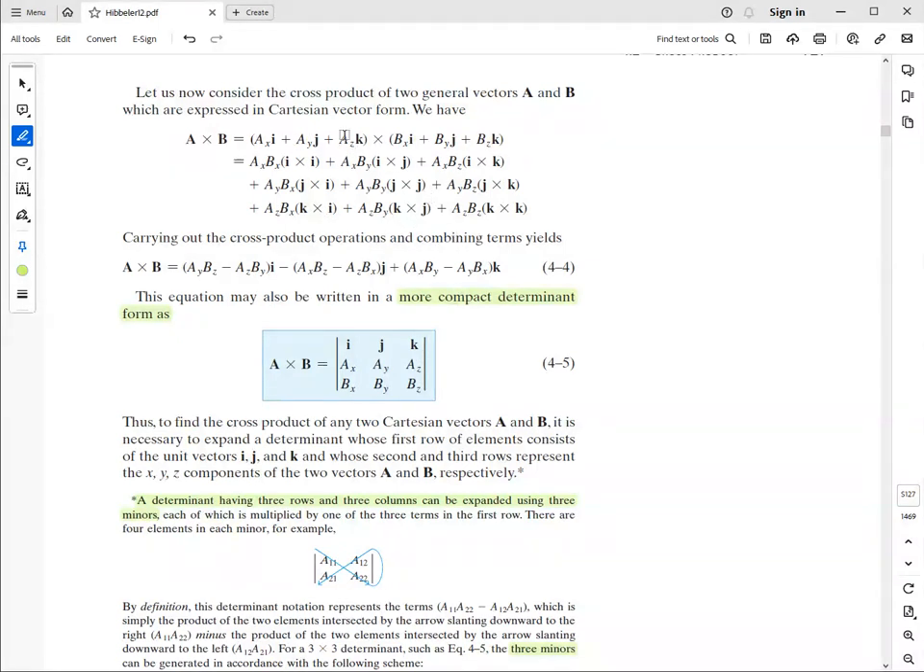Anyway, these can be cast in a determinant form. So A cross B, I have these unit vectors i, j, k, first line. Second line, the scalar components of A, and third line, scalar components of B. And then if I want to get the i, j, k components of the cross product, I expand the determinant about the first row. So i, and then will be the minor.